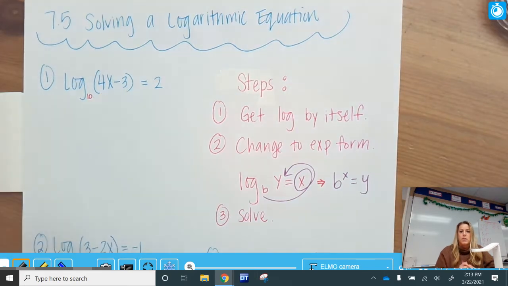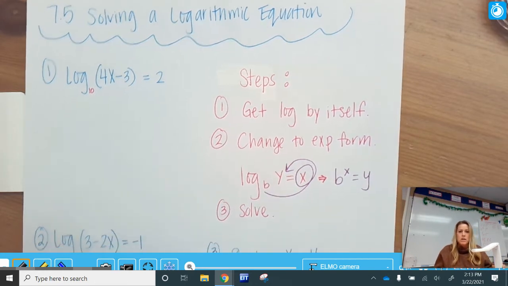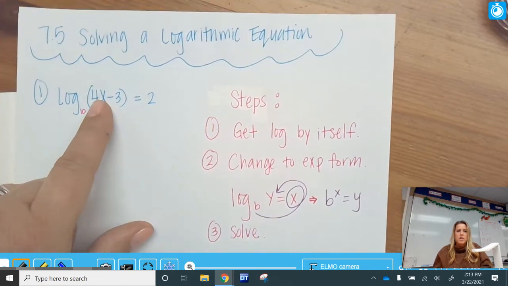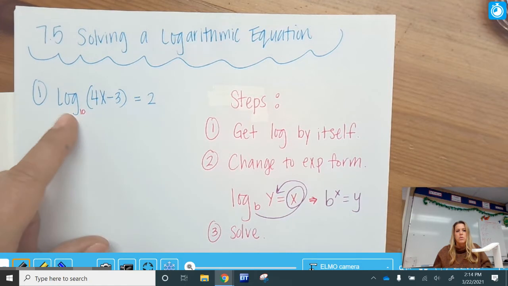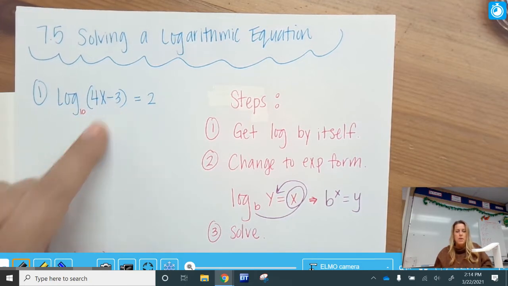The way we do that is we're first going to get our log by itself. Well, right now, is the log by itself? Is it not? So here's an example of when it's not by itself. Do you see that 8 in front? That means the log of x is not by itself. Even though there's this stuff right here, this is part of the log, so you don't have to do anything here. The log is technically by itself.